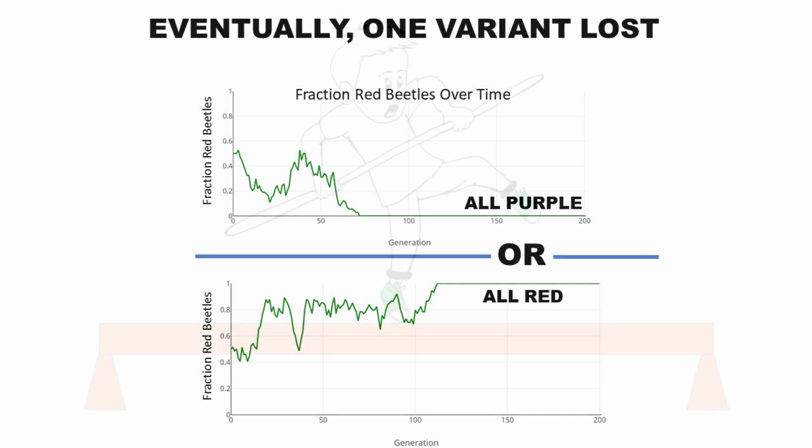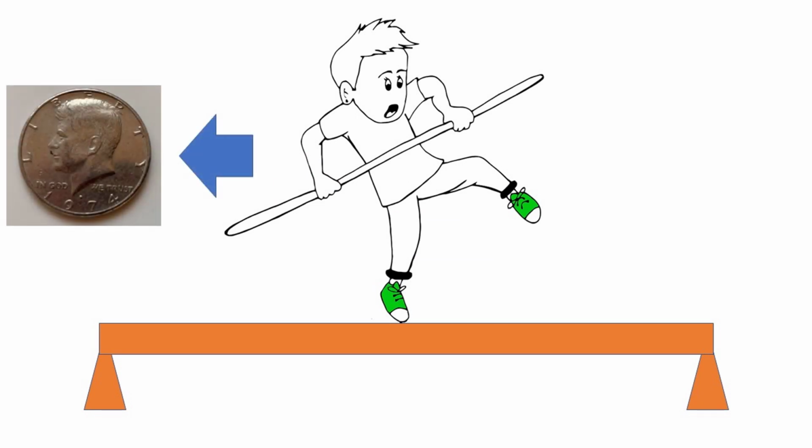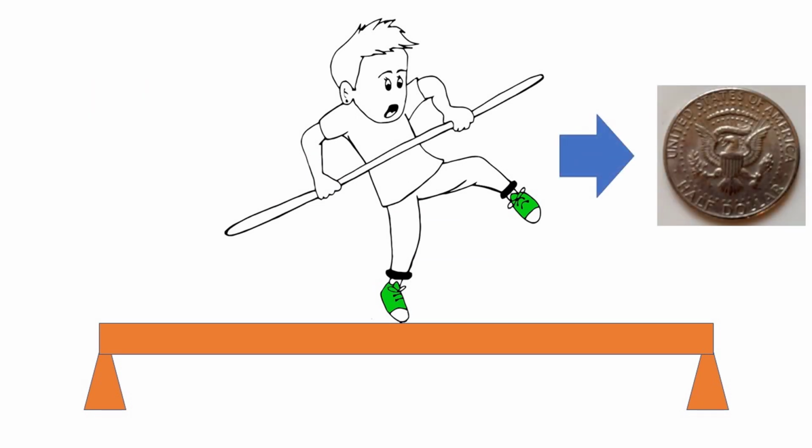So let me use an analogy. Think of a kid on a balance beam. And let's say that we flip a coin repeatedly, and he steps left every time we get heads, and he steps right every time we get tails.